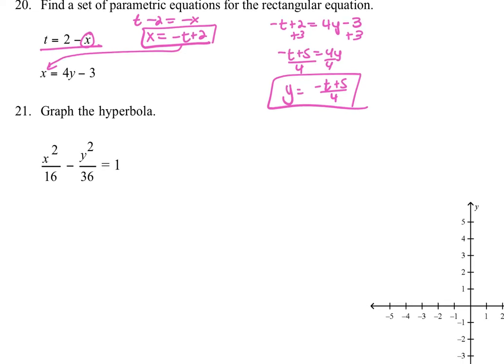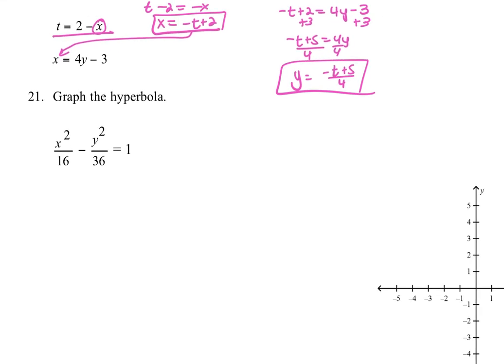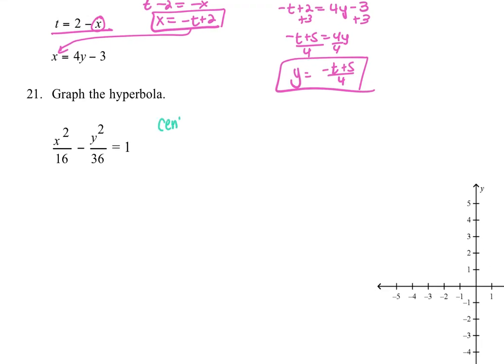All right, 21 says graph the hyperbola. First of all, I know the center's at 0, 0 because there's nothing adding or subtracting from the x and the y. Because the first term is x, x squared minus y squared, it's horizontal. And then a squared is 16, so a is 4, and b squared is 36, so b is 6.